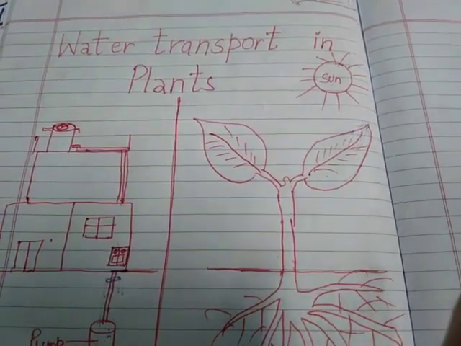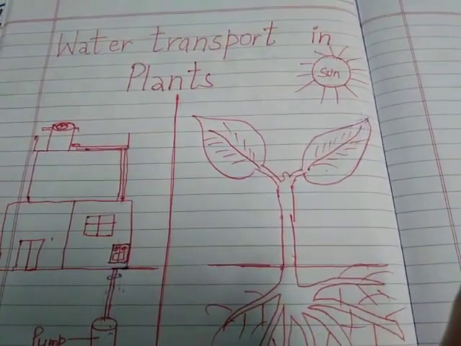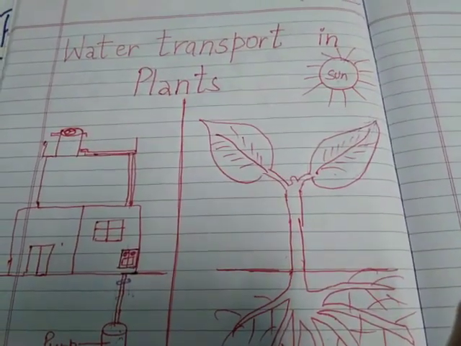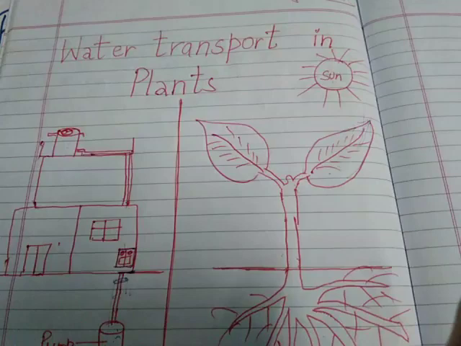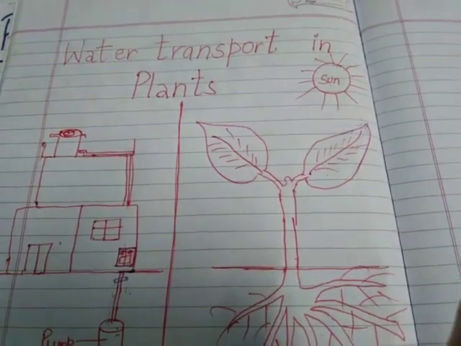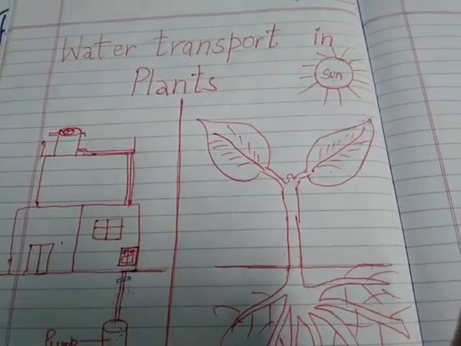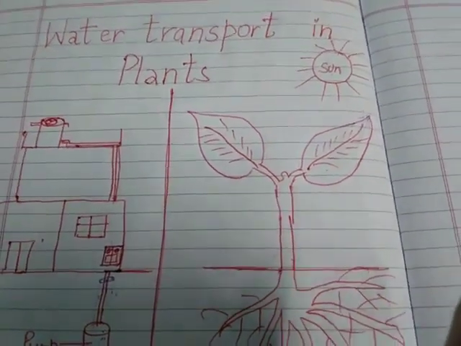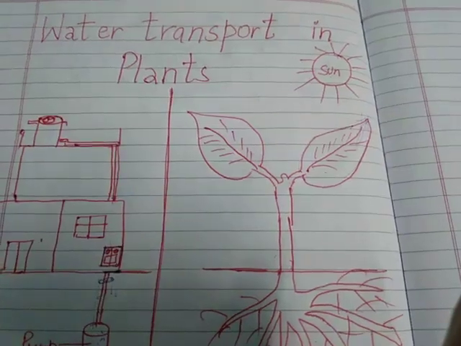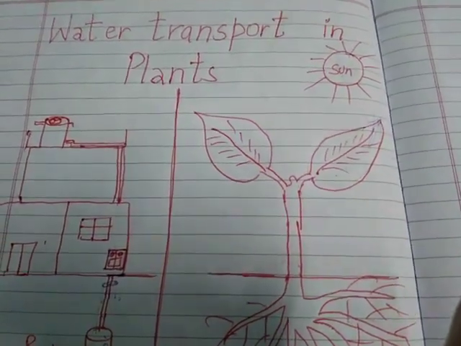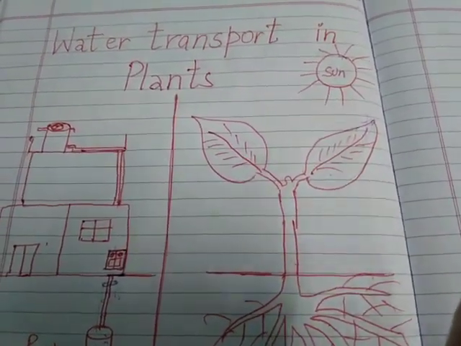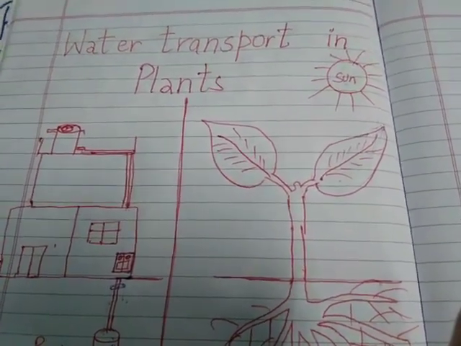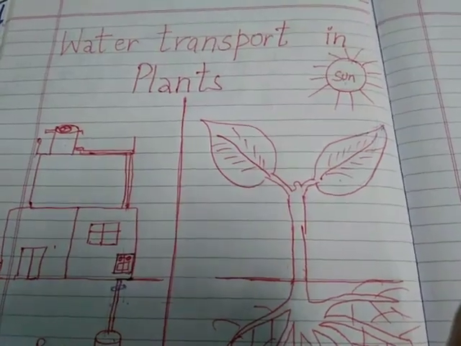When you go outside during the summer season, you feel thirsty. Why do we feel thirsty when we go outside during the summer season? Yes, because lots of water is evaporated from our body. Lots of water gets lost from our body by sweating, and to maintain the water in our body, we drink water.